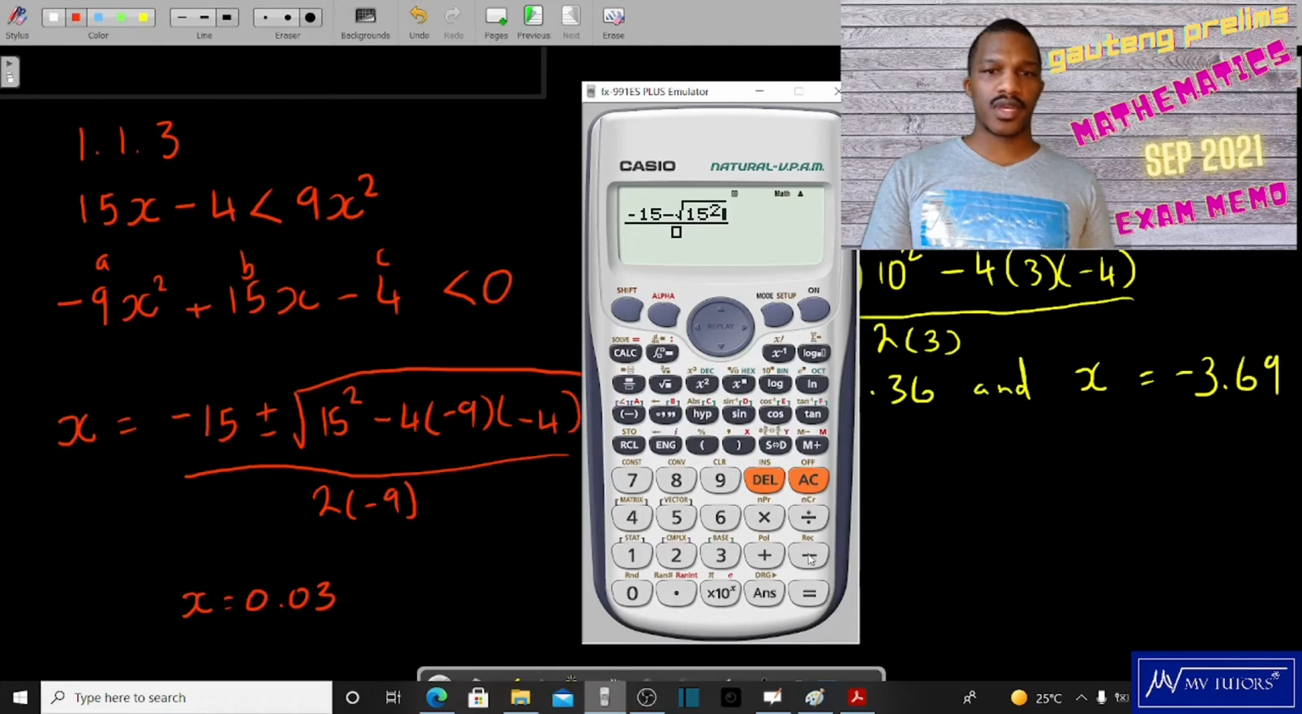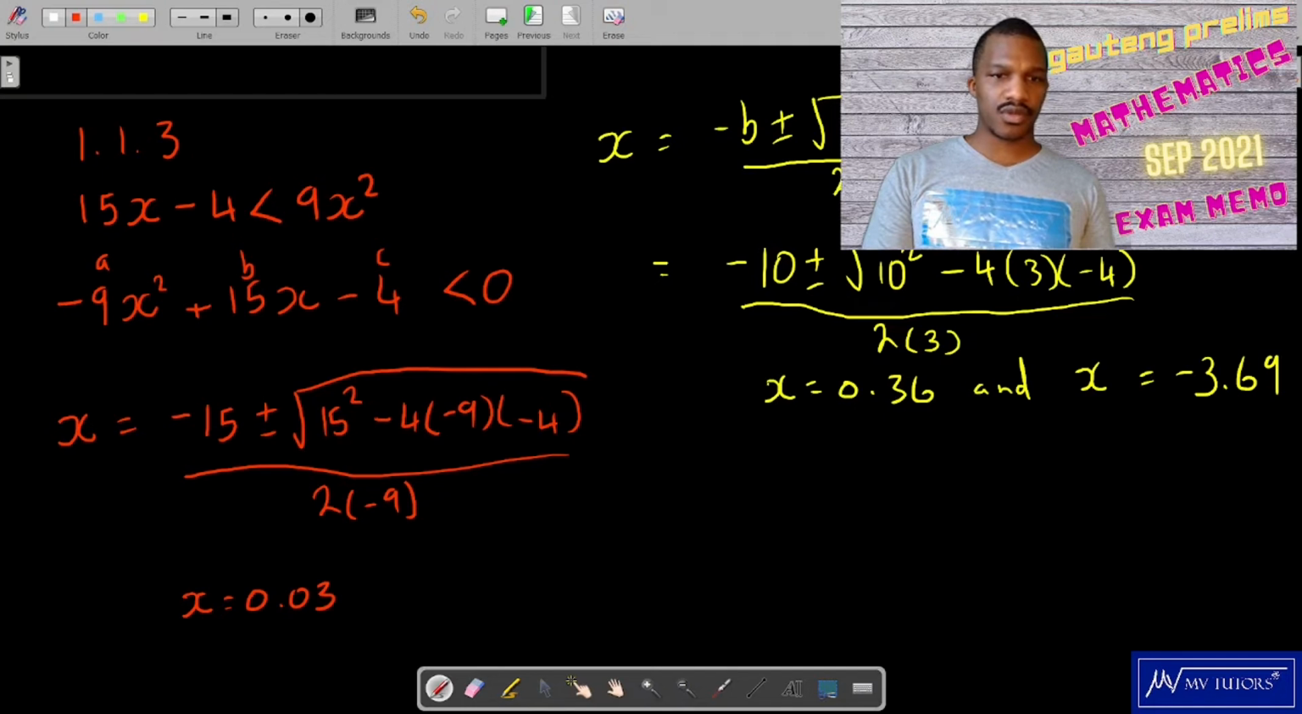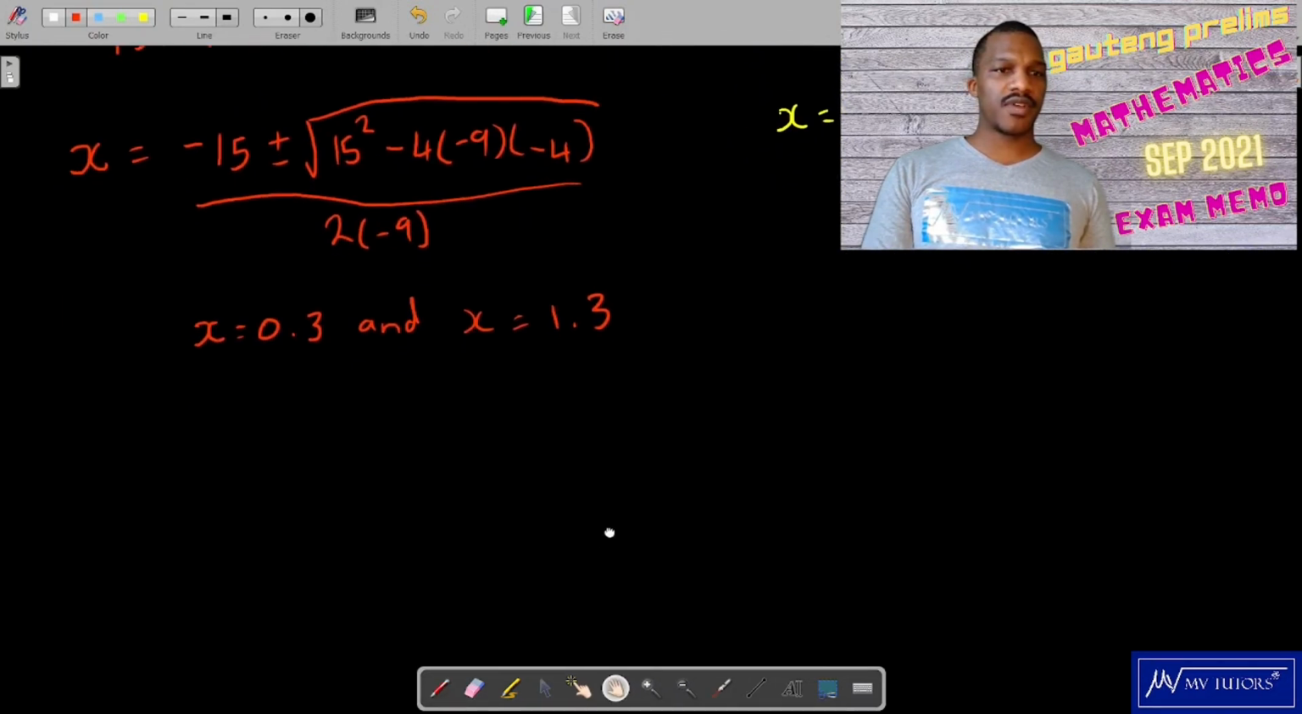Okay? Squared minus 4 times negative 9 times negative 4, over 2 times negative 9. Okay, there we go. 1.3. Okay. Thank you very much. So this one should have been 0.3 and x is equal to 1.3. So what does this mean for us?